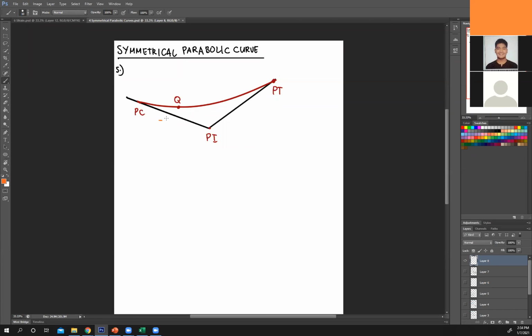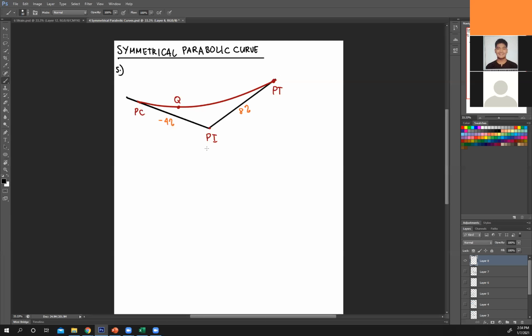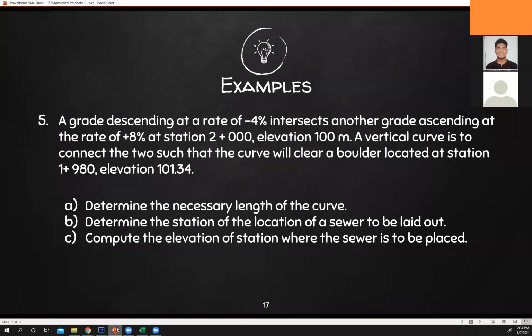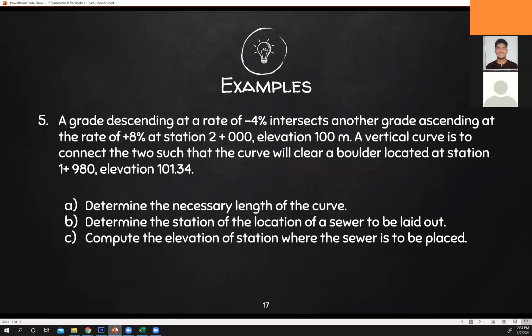Let's draw that. -4, +8. Then they intersect at the station at this elevation. So at PI, station was 2, elevation. Then it will clear a boulder at this station 1 plus 980. Then it has an elevation of 101.34 for a boulder.